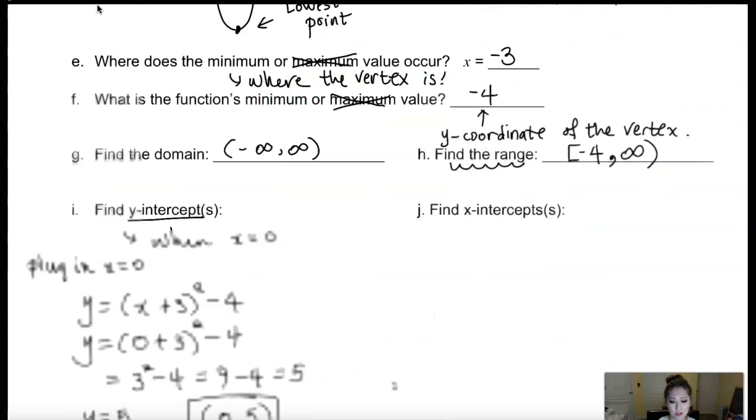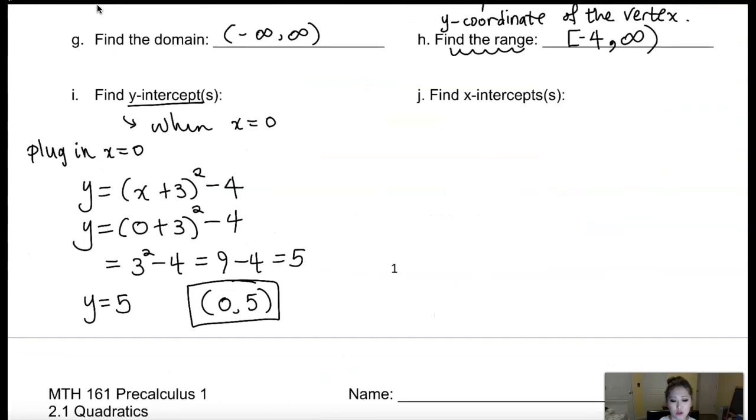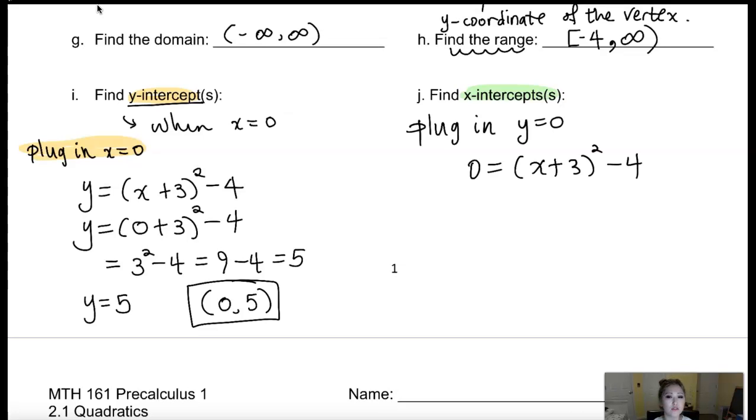All right, let's go down and find the x-intercepts. If you wanted the y-intercept, you plugged in x equals 0. So guess what you're going to do if you want to find the x-intercepts? You're going to plug in y equals 0. If you plug in y equals 0, you'll get 0 equals x plus 3 squared minus 4. Let's solve this for x. I'm going to add 4 to both sides. 4 equals x plus 3 squared.